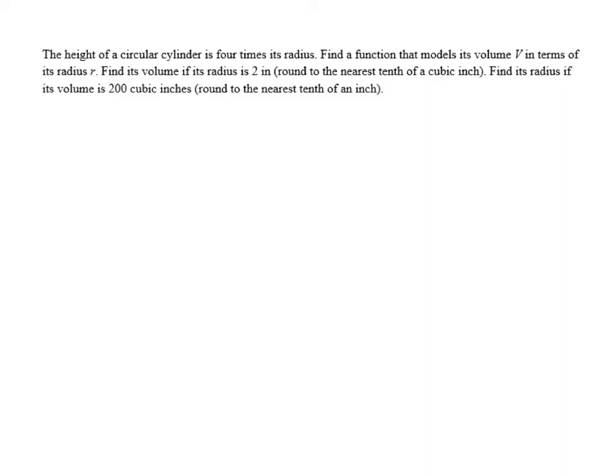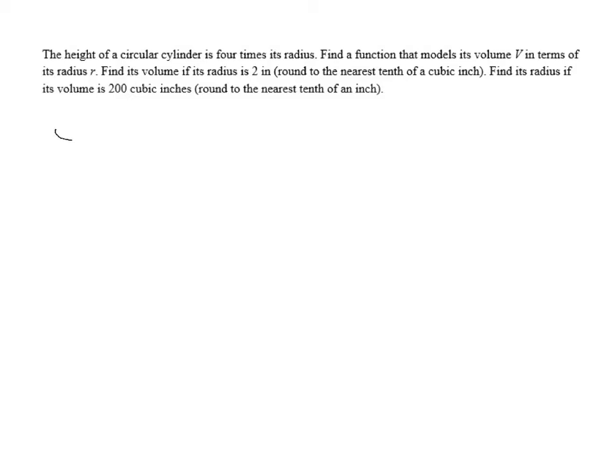The height of a circular cylinder is 4 times its radius. Find a function that models its volume V in terms of its radius r. Find its volume if its radius is 2 inches, round to the nearest tenth of a cubic inch. Find its radius if its volume is 200 cubic inches, round to the nearest tenth of an inch.